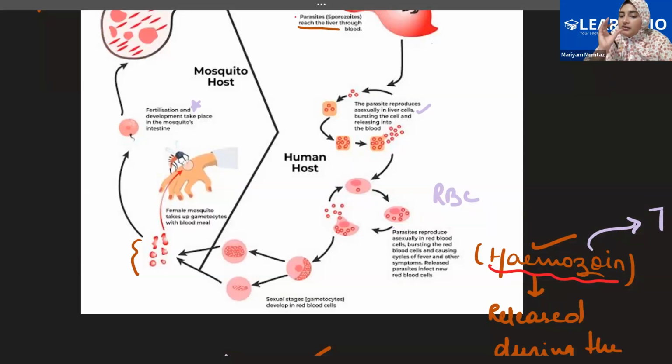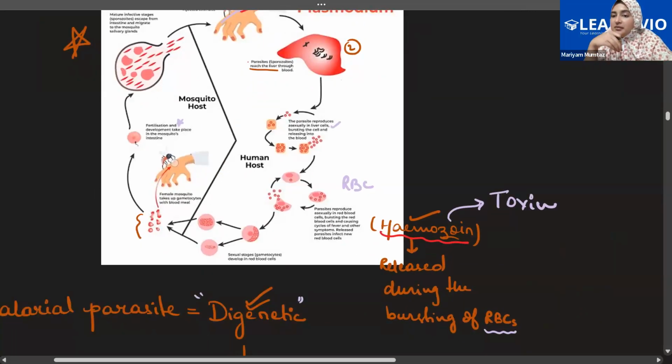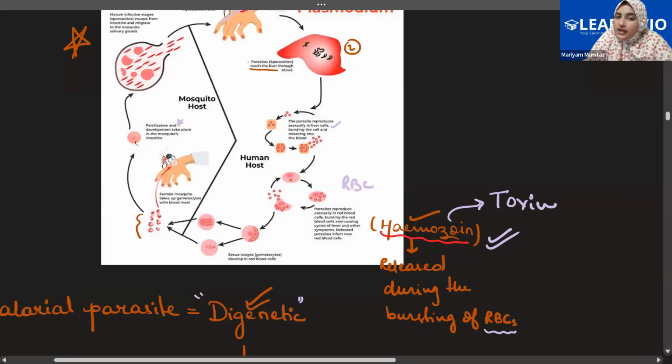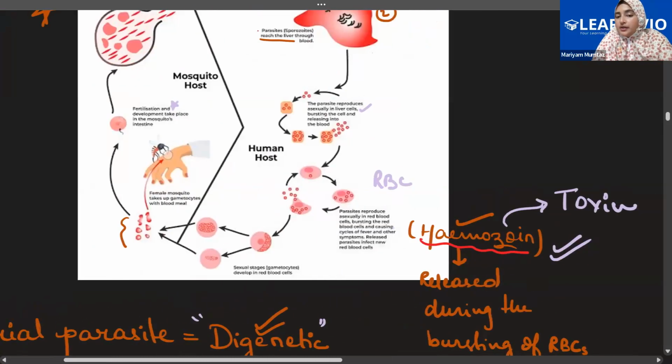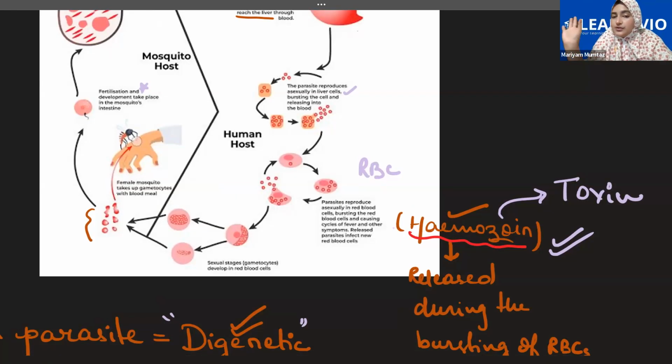Now, during this time wherein they are bursting the RBCs and being released into the blood, they are also releasing a toxin in our body which is known as hemozoin. So whenever the RBCs burst, a toxin called hemozoin gets released into the blood. And because of the presence of this toxin, during this stage of malaria, the person undergoes cycles of fever, meaning sometimes the fever is really high, sometimes it's not, and many other symptoms are also there.